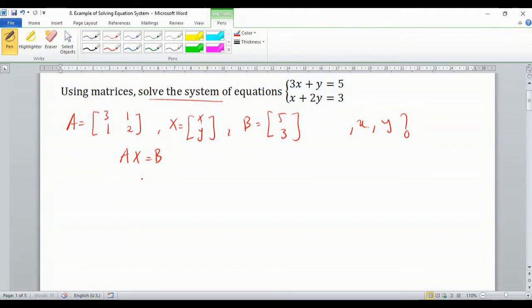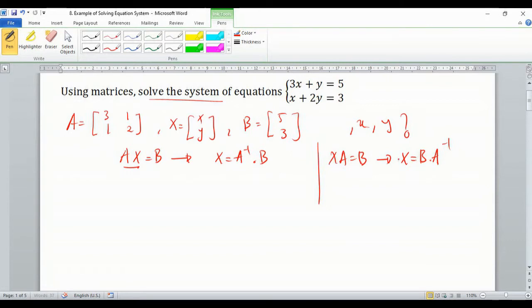Like I said before, when A is in front of X, the formula is X equals A inverse times B. How about XA equals B? Because A comes after X, the result will be B times A inverse.